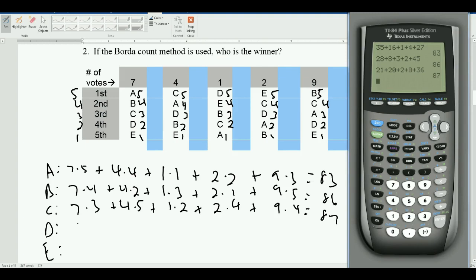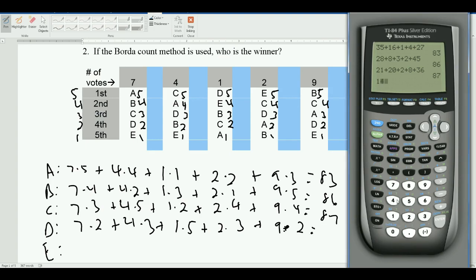Now D, 7 people voted. Fourth place has 2 points per voter. 7 times 2 plus 4 times 3 plus 1 times 5 plus 2 times 3 plus 9 times 2. 14 plus 12 plus 5 plus 6 plus 18 is 55.